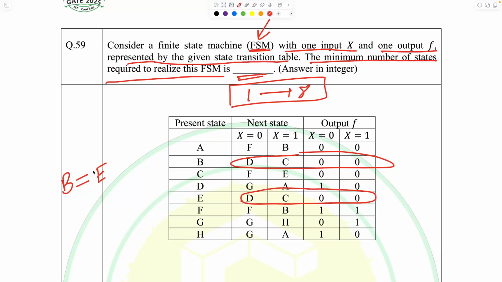B is equals to E, and because E is, from an alphabetical point of view, a bigger alphabet, right? An alphabet which comes with a dictionary index greater than B. So we can change every single entry of E to B, right? And then simplify from there, right? So this is one thing that we got.